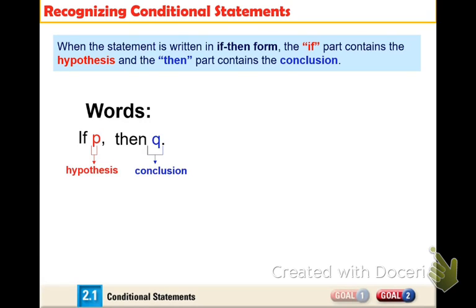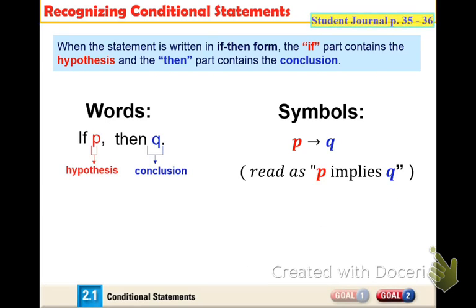But what you're going to do is part of your test will have symbols on it. Basically, if you learn the symbols, it's easier for you later on, and I'll explain it when you see all of them. Okay? So if you wanted to write if P then Q in symbols, you would see P arrow Q. Okay? I would write that down. So anytime it asks you to write a conditional statement, it'll say P arrow Q. This means P implies Q. And again, P represents the hypothesis and Q represents the conclusion.